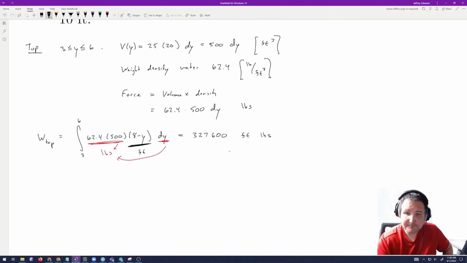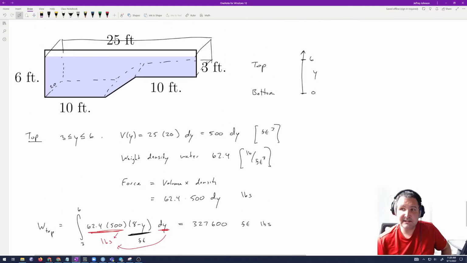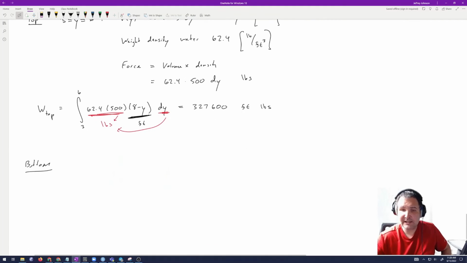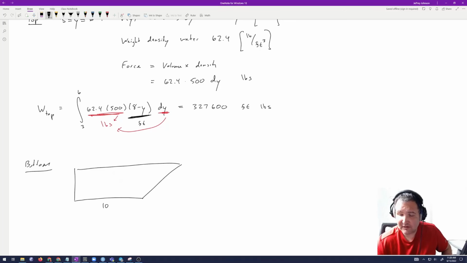Now let's look at the bottom of the pool. Now the only thing different about this is the volume isn't some nice rectangular piece. So if we just take a look at the bottom from the side, it would look something like this, right? It would be 10 feet along the bottom, and then this part where it rises up is 15 feet. And then we go 3 feet here. So y is going from 0. I'll have this be y. Y is going from 0 to 3.